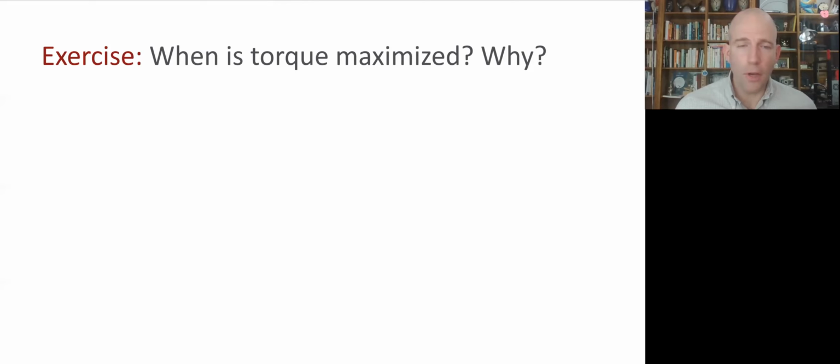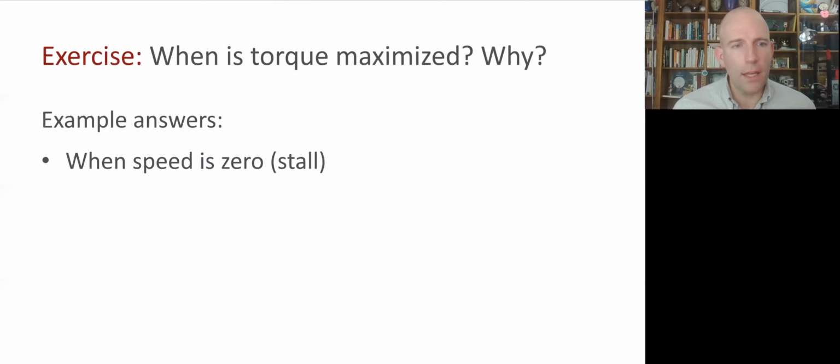All right, so hopefully you wrestled with that a little bit. When we look at these equations, it can be challenging to draw that into the language that we use to think about everyday life. So the kinds of answers that we're looking for in this case are when speed is 0. So when the motor is stalled, that's when torque is maximized. You could also say when the voltage is really high, but we'll focus here on the speed relationship.